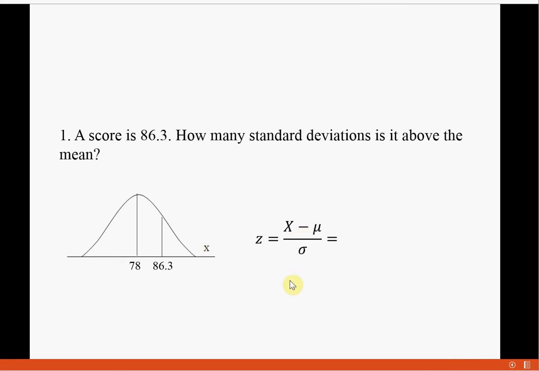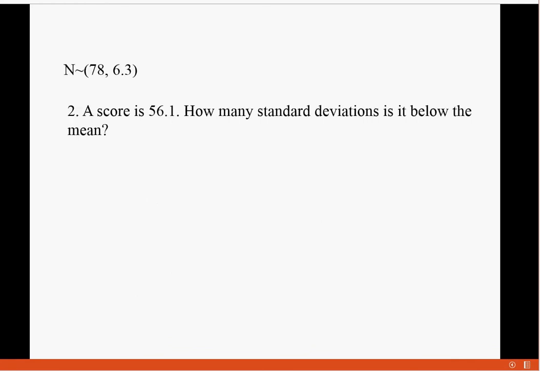Okay, and then you plug in the values: 86.3 minus 78 divided by 6.3 is 1.32. So this x value, 86.3, is 1.32 standard deviations above the mean. The positive sign means it is above the mean.